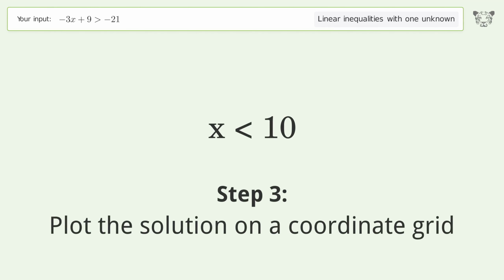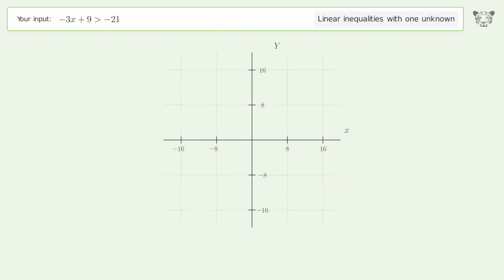Plot the solution on a coordinate grid. And so the final result is x smaller than 10.